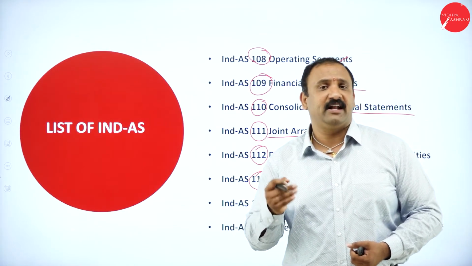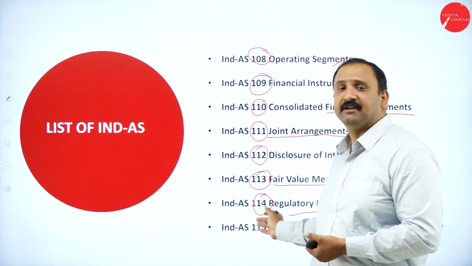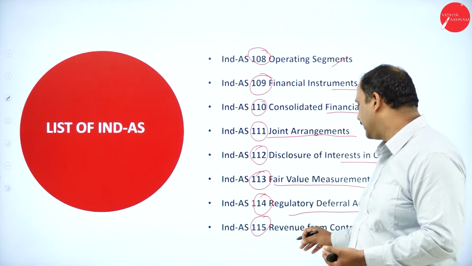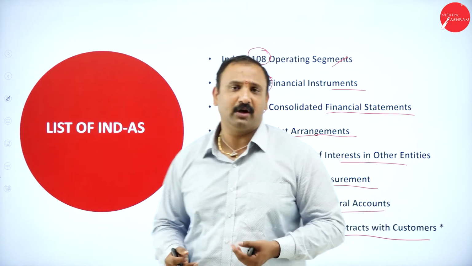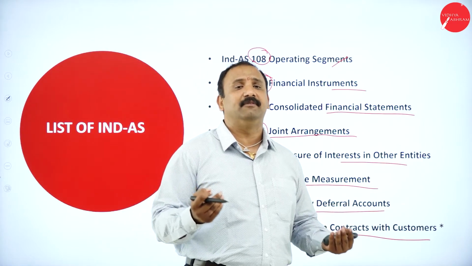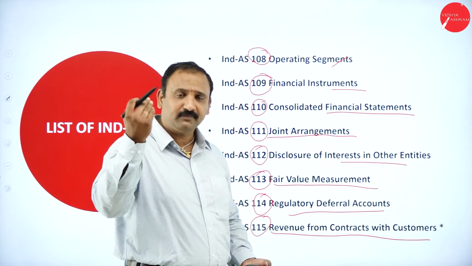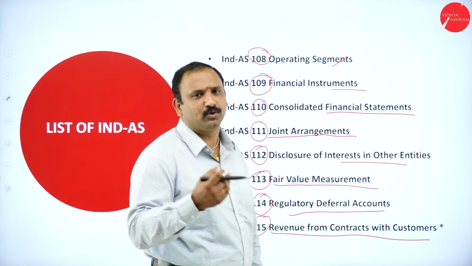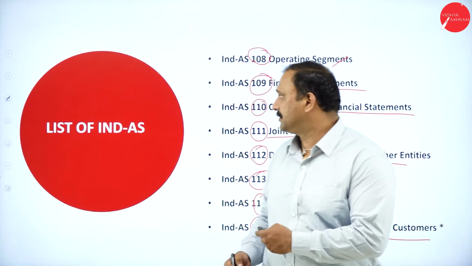The fair value measurement will be given here, followed by the regulatory deferral accounts. Suppose there are any deferral accounts, any regulatory procedures or factors that have to be taken, that will be given here. And in 115, we are going to talk about revenue from contract with the customer. Whatever contracts, whatever factors with the customers that we have done, all those factors will be given. But of course, when I put that star mark, I'm trying to tell you that there are terms and conditions under which those customer contracts will be looked into. Those are the deeper level factors which we will be seeing in the coming sessions.